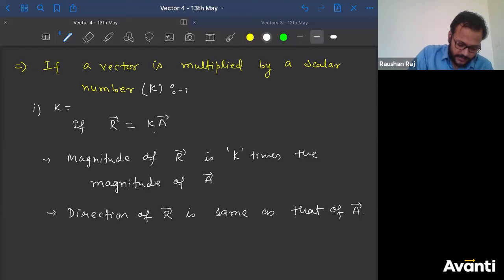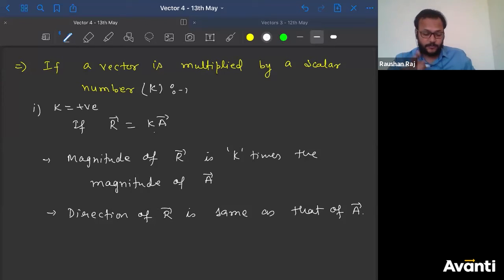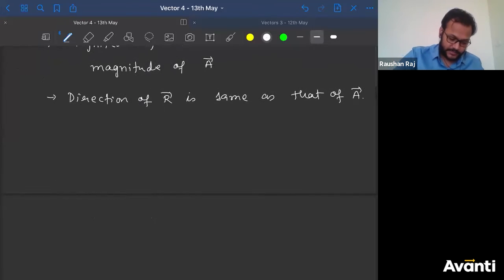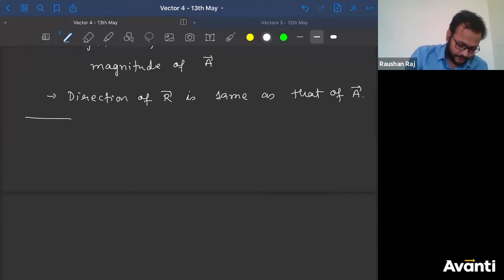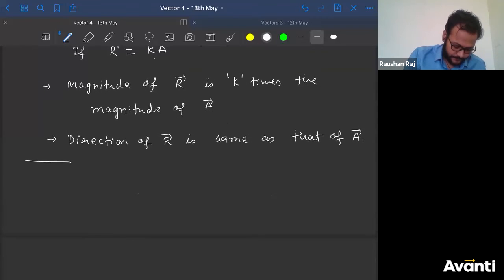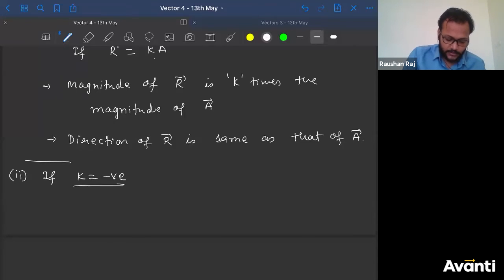First case is if k is positive. Listen to the first condition carefully. If k is positive, what if k is negative? Okay. Second case: if k is negative, then what will happen? So can I say that magnitude will not change, but the resultant will be in the opposite direction?